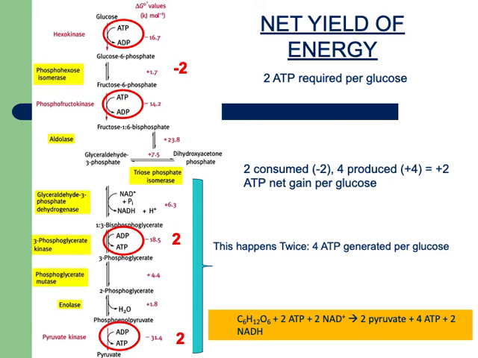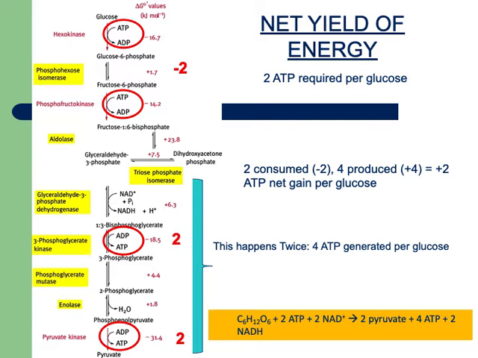So now let's talk about the net yield of ATP, or energy. As was mentioned before, step 1 and step 3 consume an ATP. But we generate ATP in 2 steps. This is step 6 and step 9. The important thing to remember is that once we split into the 3-carbon glyceraldehyde phosphate, everything is happening twice.